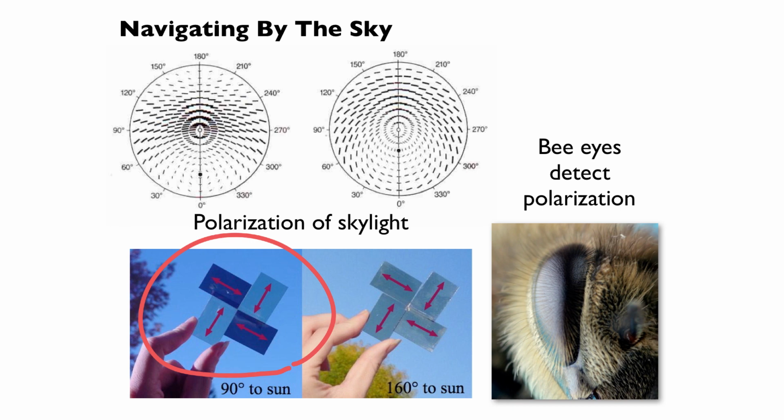And you can see the axes of the polarizers are like so. And this is looking at the sun 90 degrees, the sky 90 degrees orientation to the sun. This one is looking at the sky 160 degrees to the sun. And you can see these 2 polarizers here appear dark.